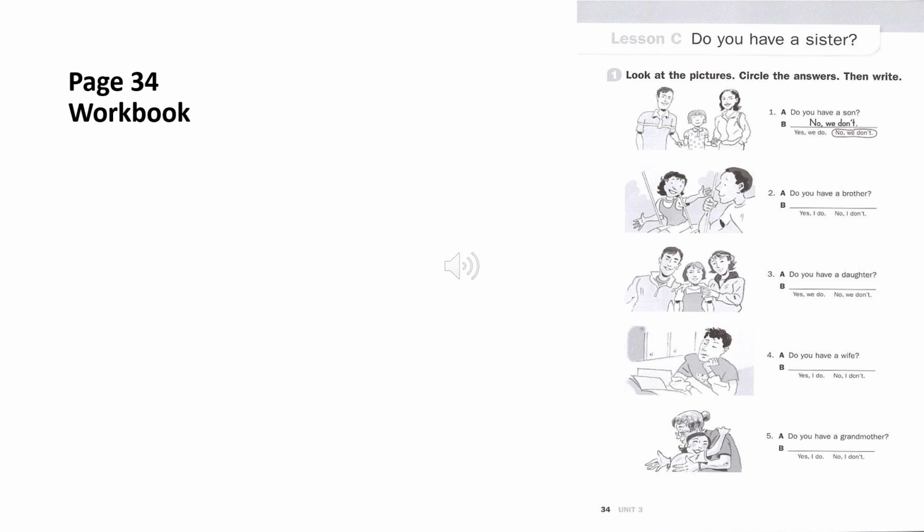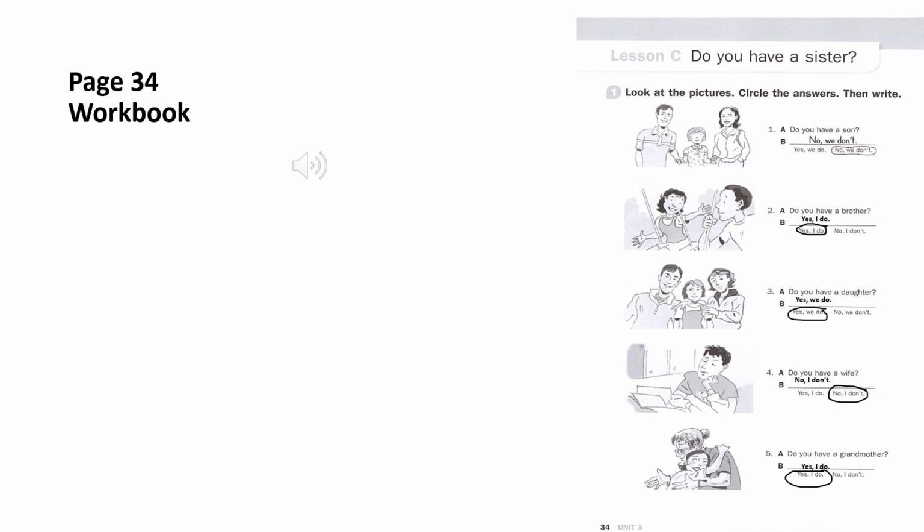5. Do you have a grandmother? Look at number 5. Do you have a grandmother? It's a girl and an old woman. What's the answer? Here are the answers. Compare what you see on the screen to what you did in your book. How did you do?